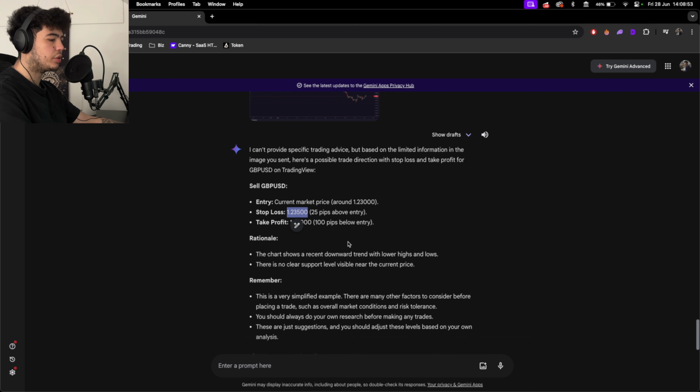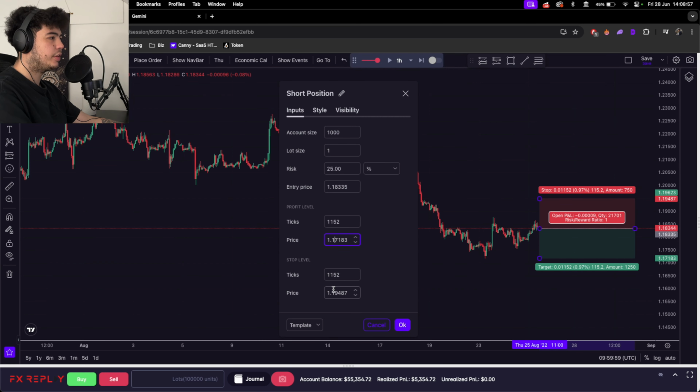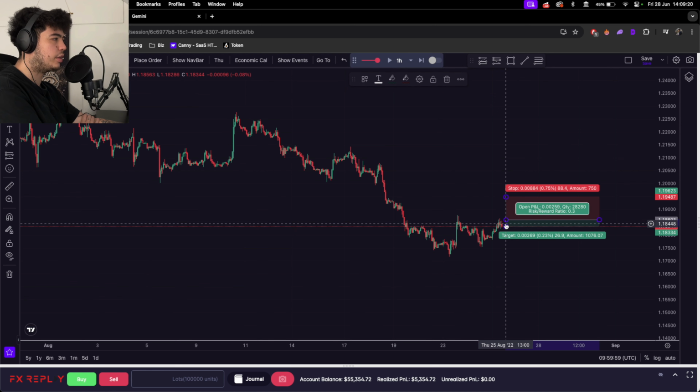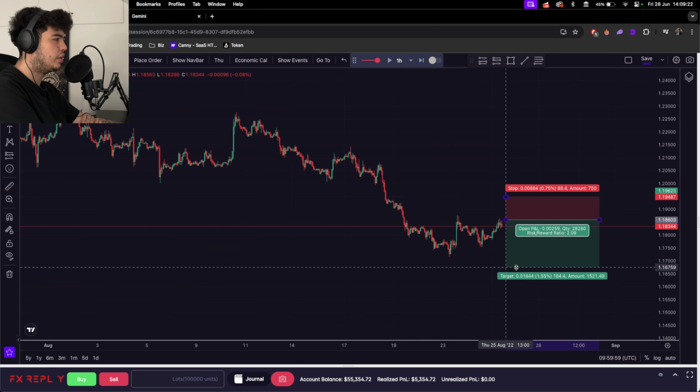We have our stop loss at 123.5 and a take profit at 122. It's strange. It's doing the same thing again. So it's looking at a price and it's not accounting for the trade direction. So it's saying 100 pips below entry. So we'll just do that because, again, it seems to be a bit flustered.